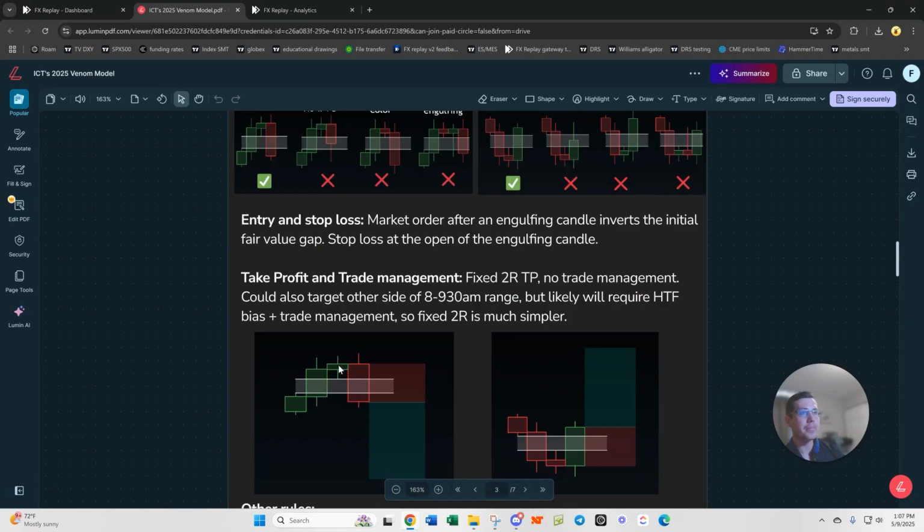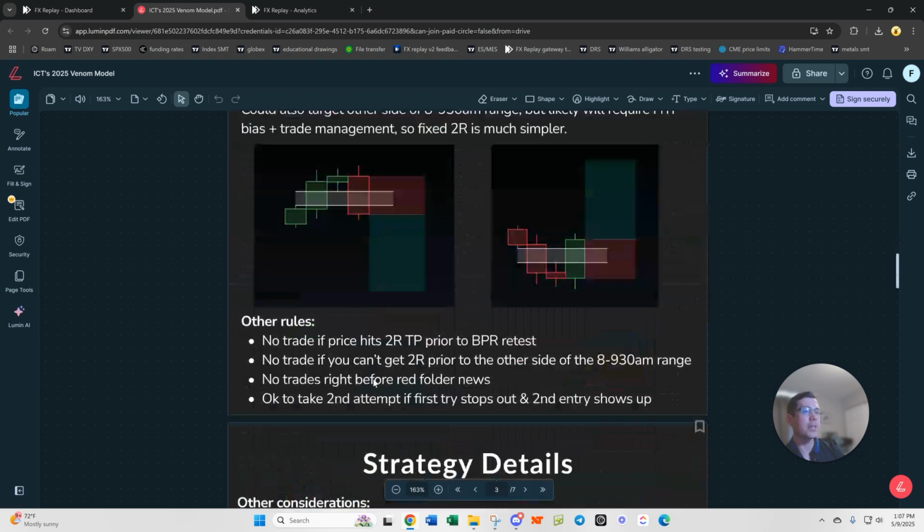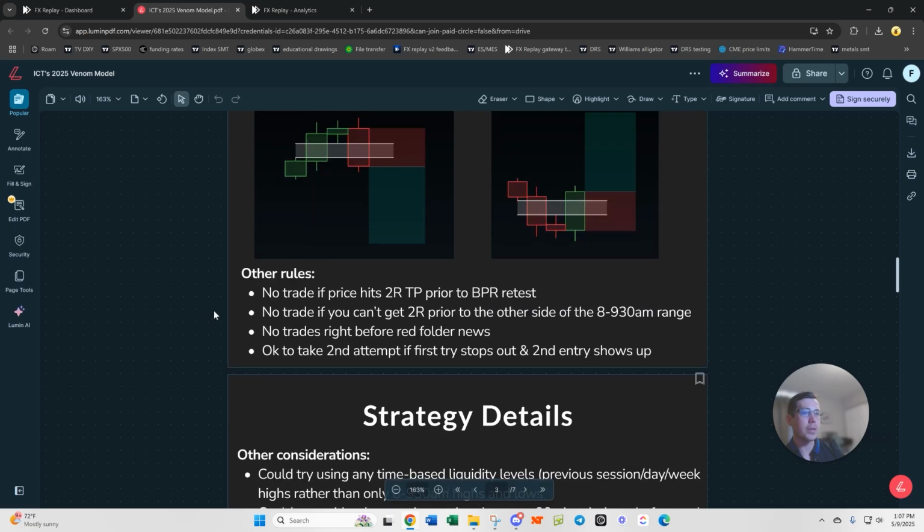So if you're in this range and there's no BPR until price has already reversed quite a ways, if you can't get a 2 to 1 by the time it gets to the other side of this pre-market range, if you put your take profit there, then you're going to pass on those trades if you can't get 2R prior to the other side of the range. No trades during news, and then it's okay to take a second attempt if you get stopped out on the first one and a second one shows up.